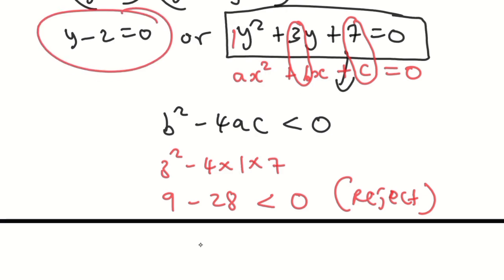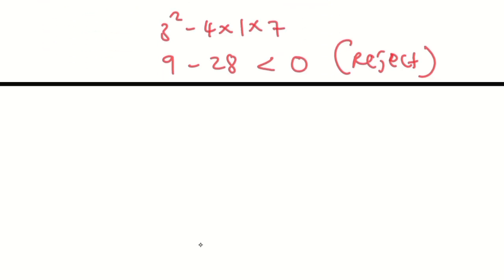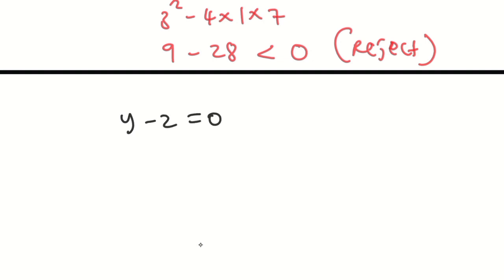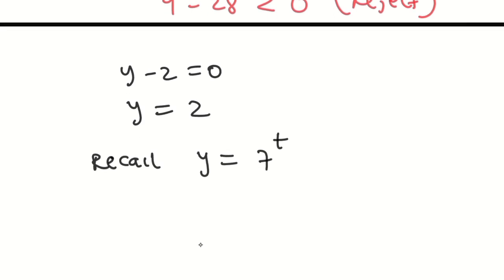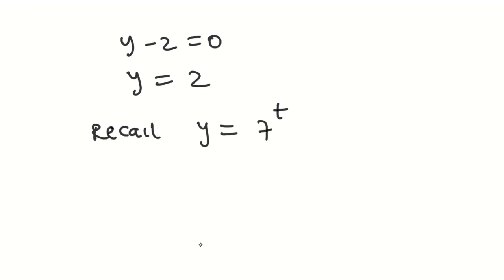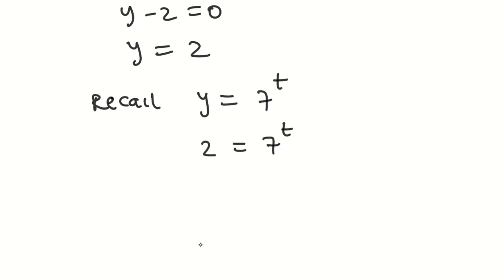y minus 2 is equal to 0, meaning that y is equal to 2. But we're not looking for y, we're looking for what? t. So I'm going to say recall. Remember we said let y be equal to what? 7 raised to the power of t. Okay. So if y is equal to 2, I'm going to put 2 here, which is equal to 7 raised to the power of t. Okay, I can also rewrite it like this. 7 raised to the power of t is equal to 2.